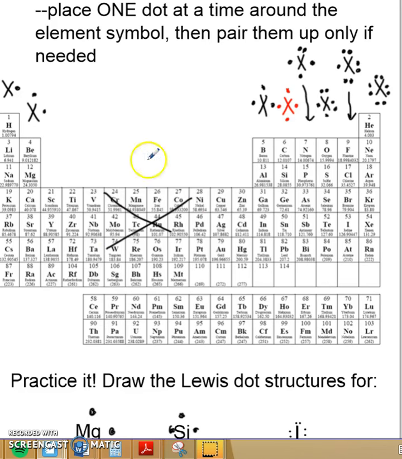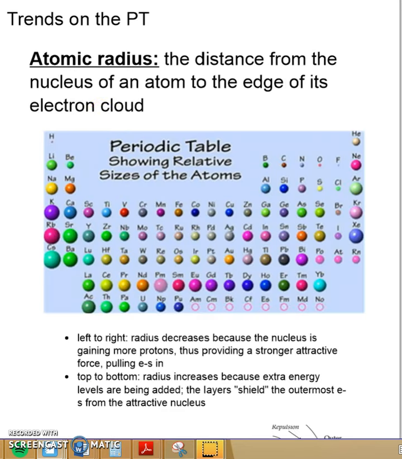Transition metals, some varied trends in there. Okay. Pay attention to those valence electrons. They're going to come in handy when we start learning more about chemical reactions. Moving on. Other trends on the periodic table.